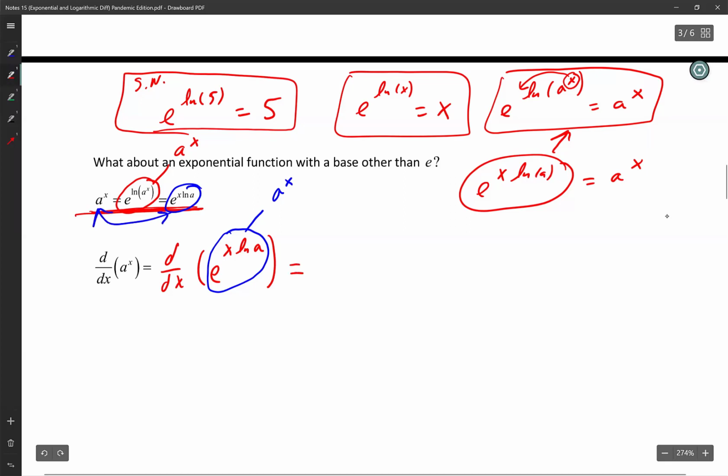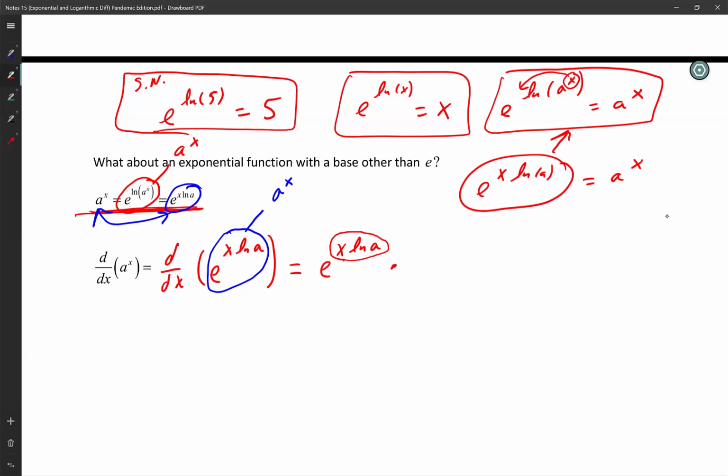All right. Well, I know how to take the derivative of e to the x. E to the x is itself, e to the x ln a, times the derivative of the exponent. Now, ln of a is a constant. So what is x ln a? What's the derivative of x ln a? No, not 0, because I have a variable. ln a. Do you see that, guys, or no?